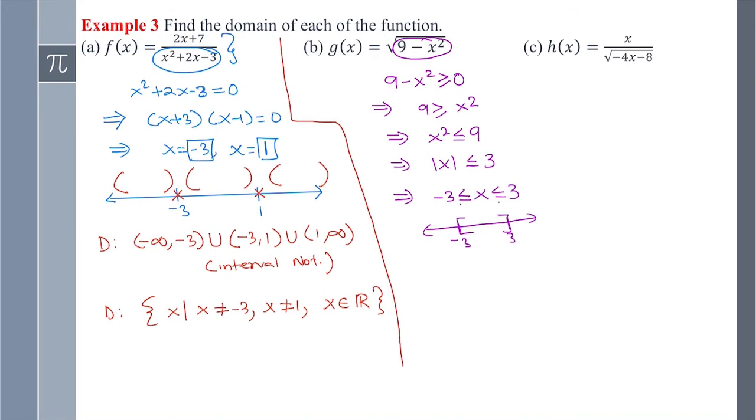We have an equal sign here, which means we include those endpoints. So our domain in interval notation is -3 to 3. Or in set builder notation, we write this domain as x such that x is between -3 and 3 and x is an element of the real numbers.